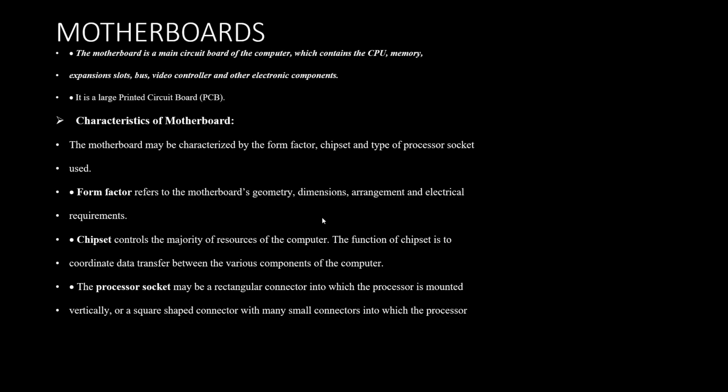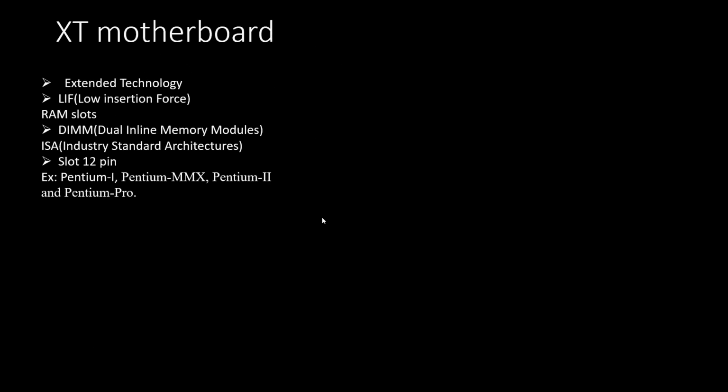Please note this point, and we can directly insert it. There are types of motherboard: XT motherboard, AT motherboard, baby AT motherboard, and ATX motherboard. XT stands for extended technology. It has low insertion force, a RAM slot, DIMM (dual inline memory module), industry standard architecture, and a 12-pin slot. For example, Pentium 1, Pentium MMX, and Pentium 2.